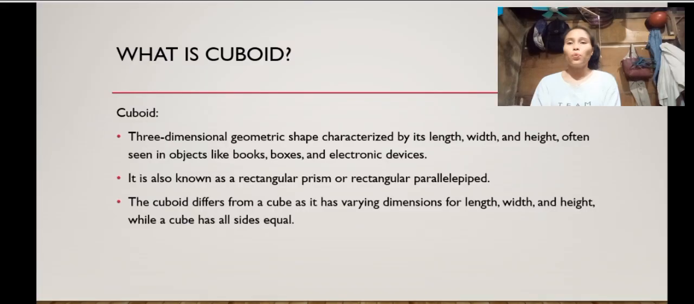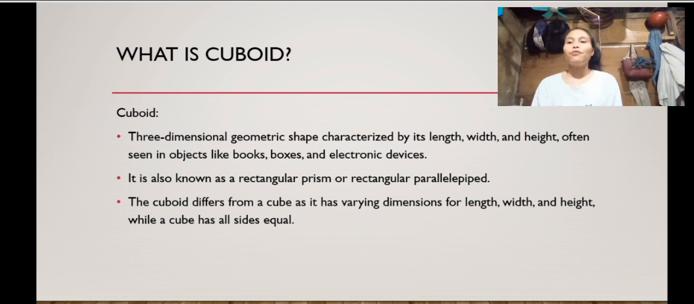Hello everyone, our topic for today is: what is a cuboid? A cuboid is a three-dimensional geometric shape characterized by its length, width, and height, often seen in objects like books, boxes, and electronic devices. It is also known as a rectangular prism or rectangular parallelepiped.